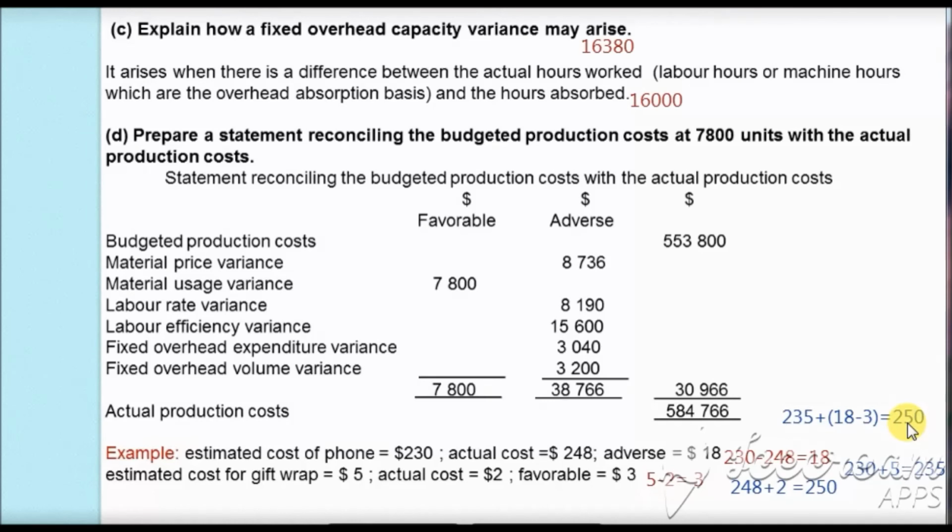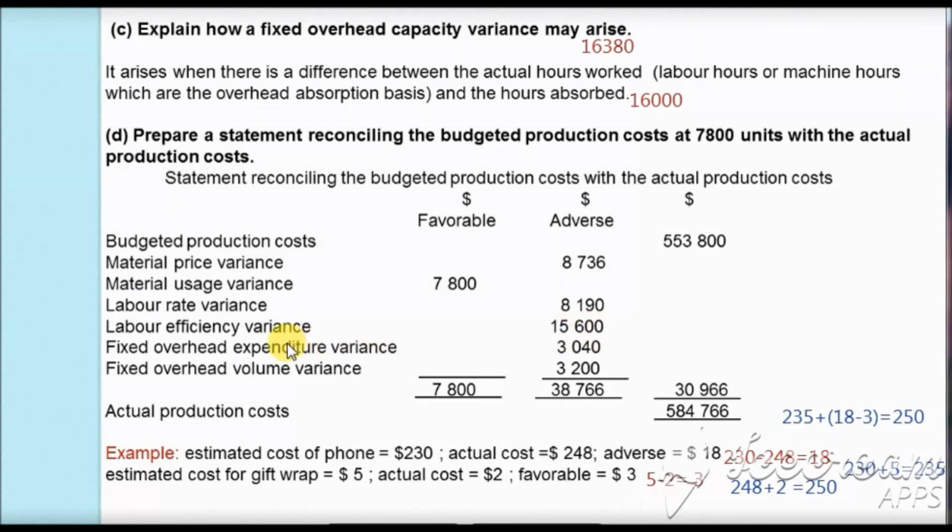In the same way, we will do the reconciliation based on the information which we already have in this question. That is, the budgeted production cost which we have is $553,800, and then we have material price variance, which is an adverse variance of $8,736. Material usage variance, which is $7,800 favorable. Then labor rate variance, which is an adverse variance of $8,190. Labor efficiency variance, which is an adverse variance of $15,600.